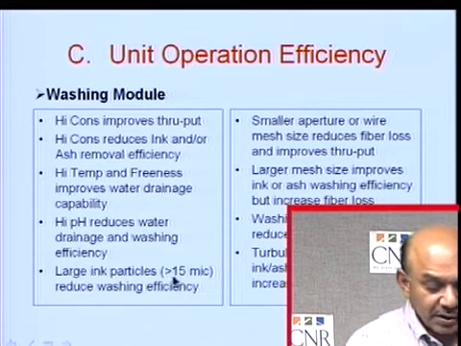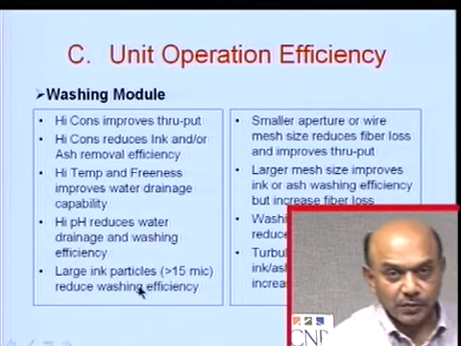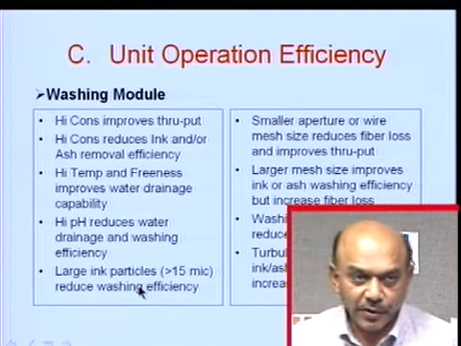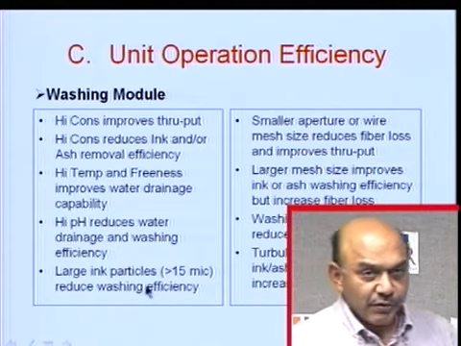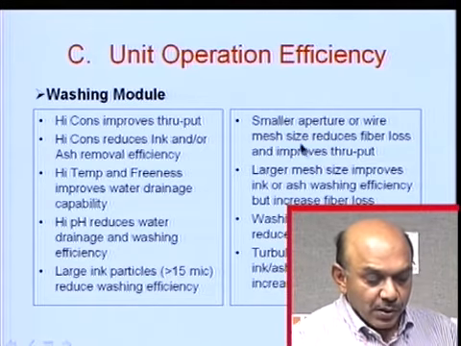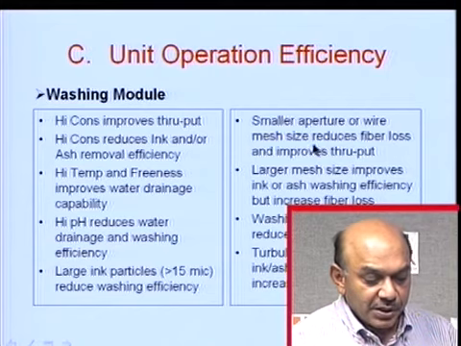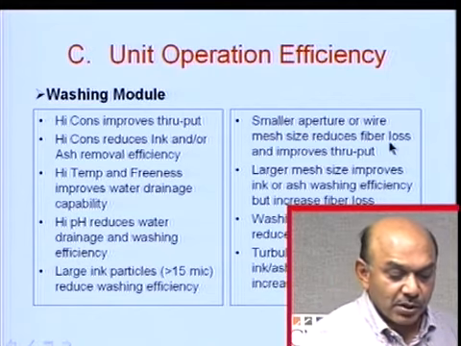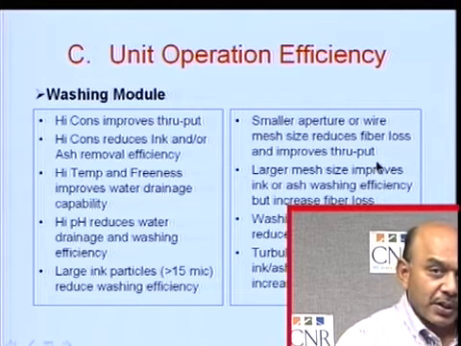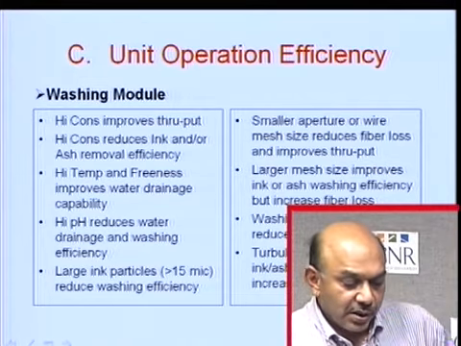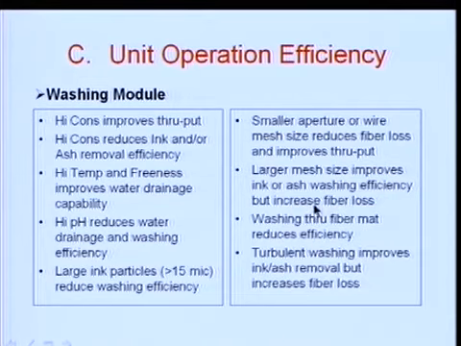Large ink particles greater than 15 microns reduce washing efficiency because they get trapped in the fiber mat as it is being formed on the washer. Smaller aperture or wire mesh size reduces fiber loss and improves throughput, but it also reduces how much ink you are trying to wash away. Larger mesh size improves ink or ash washing efficiency but increases fiber loss. Washing through a fiber mat reduces efficiency.